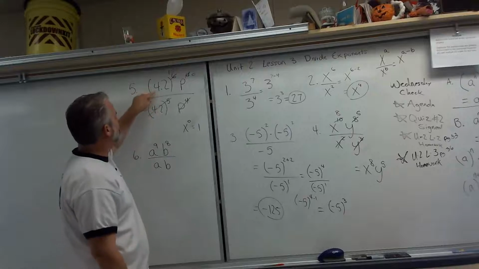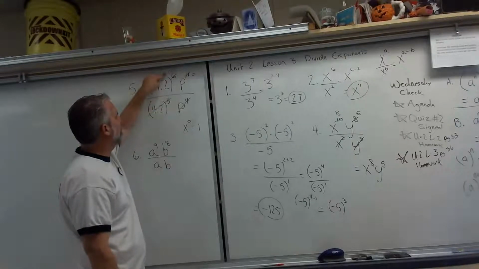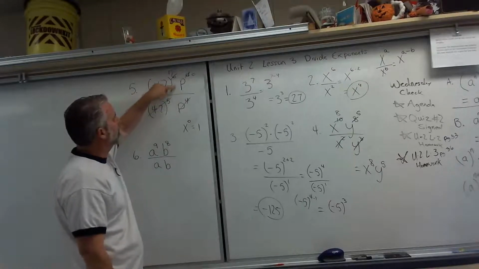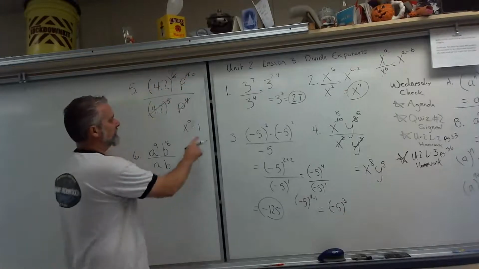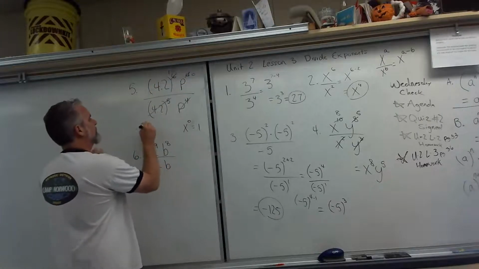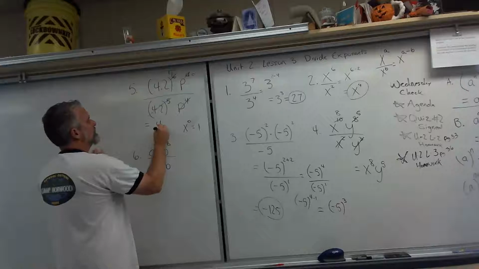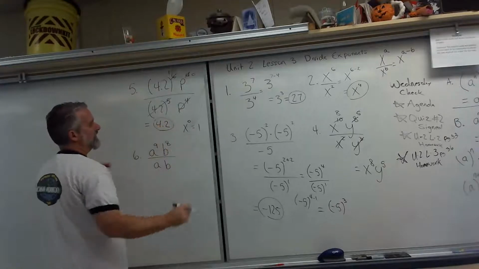So now I have 4.2 raised to the 1st power times p to the 0, which is the same thing as 1. So my answer, 4.2. That's all that's left.